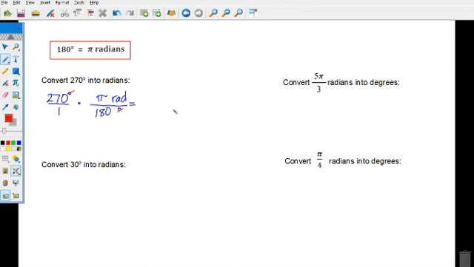I don't want 270 pi over 180, but 270 and 180 are both divisible by 10, right? So we can simplify that and say that 270 over 180 is the same as 27 over 18. And now you might notice that 27 and 18 are both divisible by 9. So 27 divided by 9 is 3, and 18 divided by 9 is 2. We multiply straight across, we get 3 pi over 2 radians.